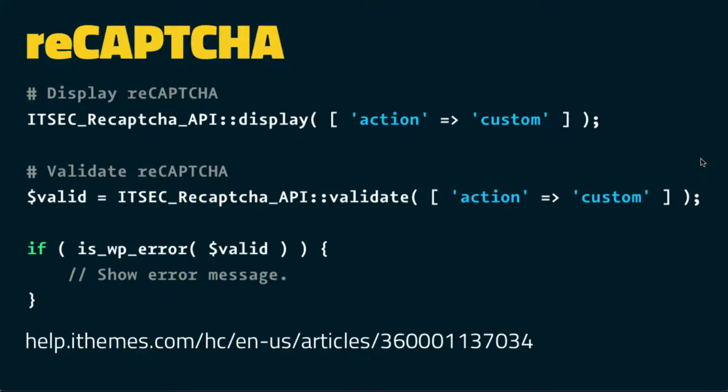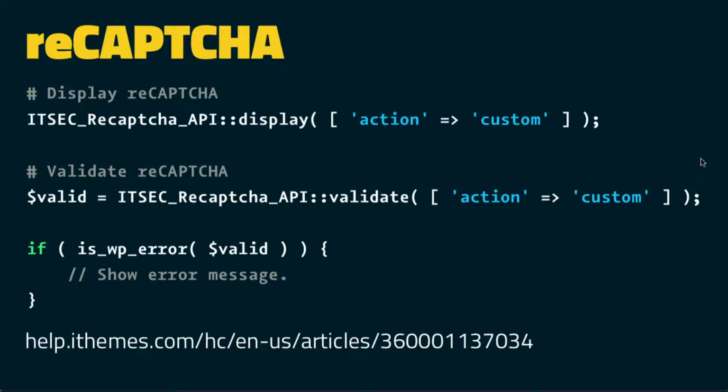with our reCAPTCHA API. You just call the display function and say whatever action you're protecting, and then you call the validate function with whatever action you're protecting. And iThemes Security will take care of everything else for you. And you'll be able to confidently say, okay, this custom form I have on my site, this custom email sign up or whatever is protected by iThemes Security Google reCAPTCHA. And this is just a couple of lines of code, but you can check out the Help Center article that I've linked there to see way more details about how this works.